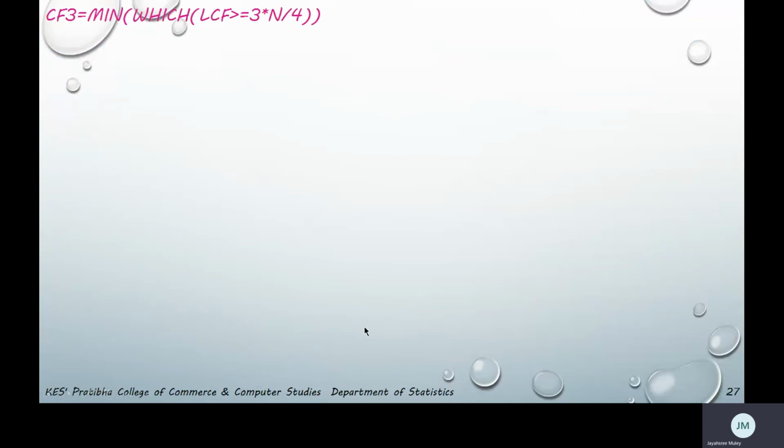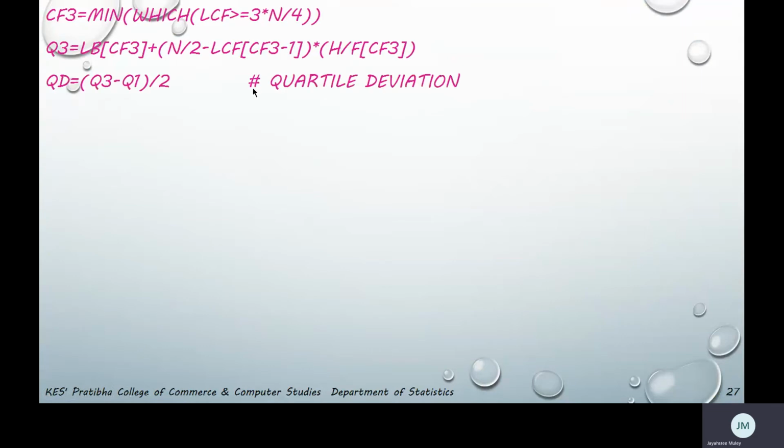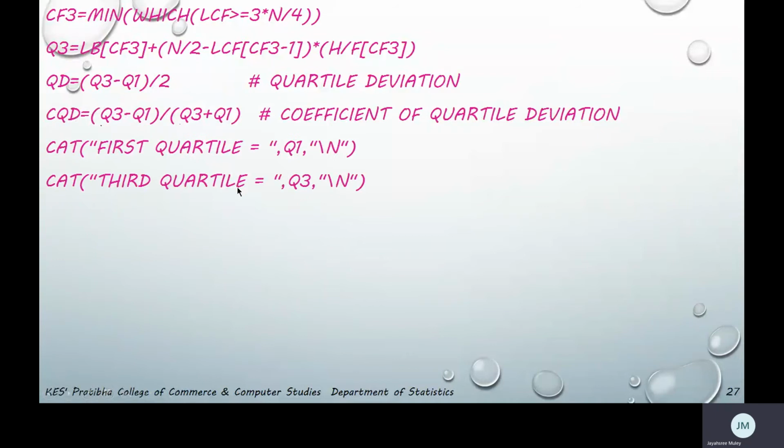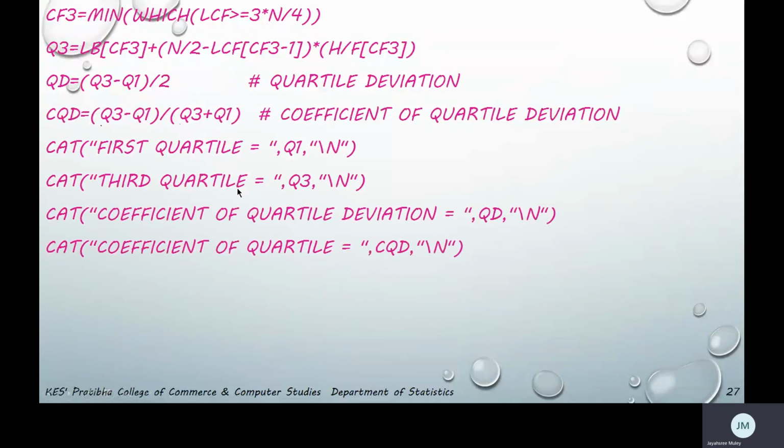Then we go for the third quartile. For the third quartile we will find the CF3 value, minimum which LCF is just greater than 3 into n by 4, that we have to see. Then we will write the formula for the quartile deviation, and we calculate quartile deviation by Q3 minus Q1 by 2, and coefficient of quartile deviation by the formula Q3 minus Q1 by Q3 plus Q1. And then we take printout of all the values.